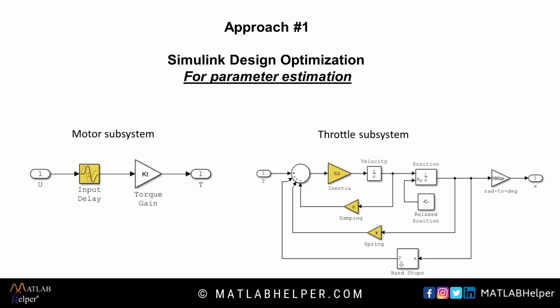Here we can find some parameters of this model. T, for example, is the torque applied by the DC motor. Theta is the angular position of the valve, represented by X in the model. T hard stop is the torque applied by the hard stop. J is the valve inertia. C is the valve viscous friction. K is the valve spring constant.